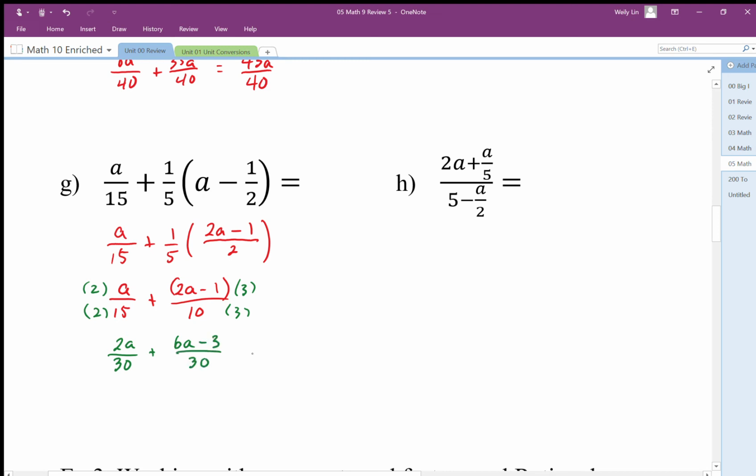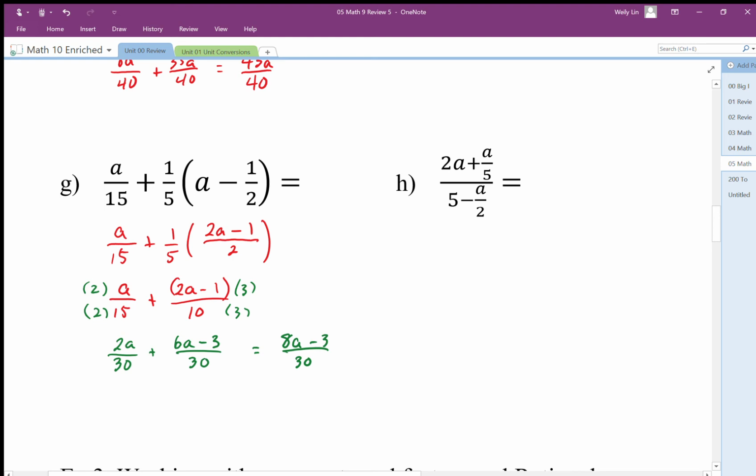Well, I have a common denominator. I can then add the numerators, and when I add the numerators, I just combine only the terms that are like. So 8a minus 3 all over 30, and then I'm done. Since 3 is not a factor, we cannot cancel factors here, because once we get pluses and minuses in there, that whole thing becomes a factor. So we can't just treat that 3 by itself.